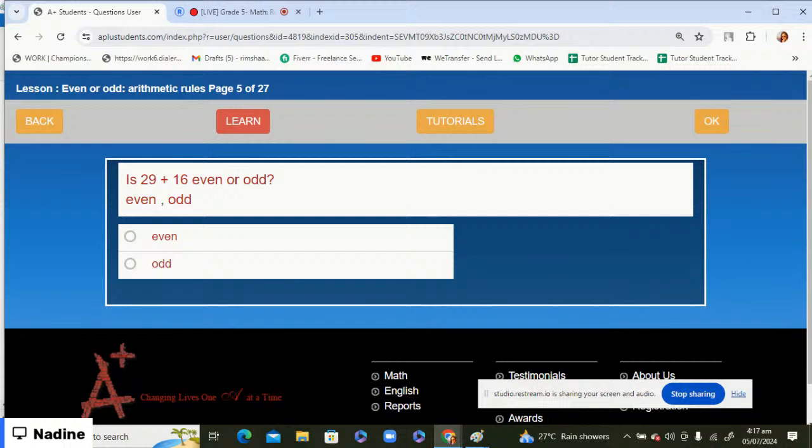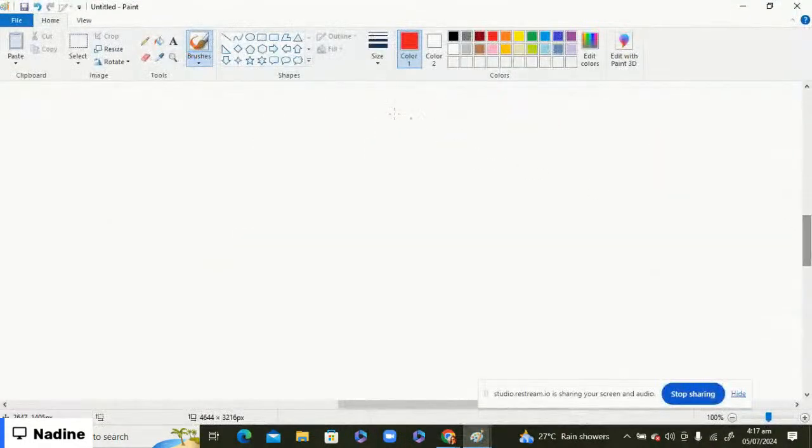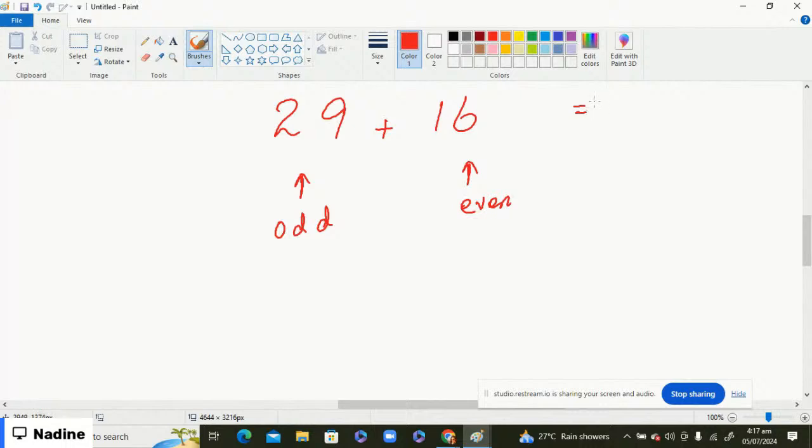So now only this one we get solved and then we will move forward. Okay, 29 plus 16. Let's check. First tell me, is 29 even or odd? It's odd. Is 16 even or odd? It's even. Okay, so if there is one odd and one even and you add them up, what's the answer? It's 45, and that is also odd.